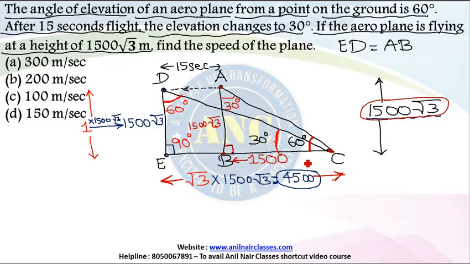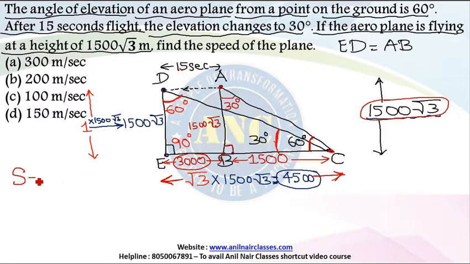The value from B to C is 1500. That means the value from E to B is the remaining 3000. 4500 minus 1500 is 3000. That means the EB distance is 3000. The time taken from A to D, or from E to B, or from B to E, is 15 seconds.